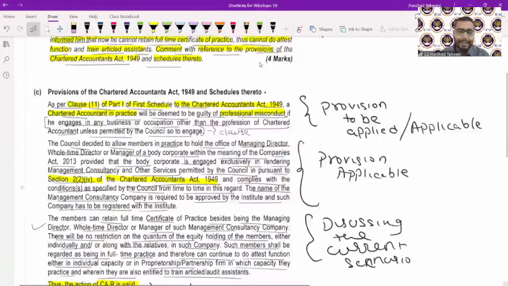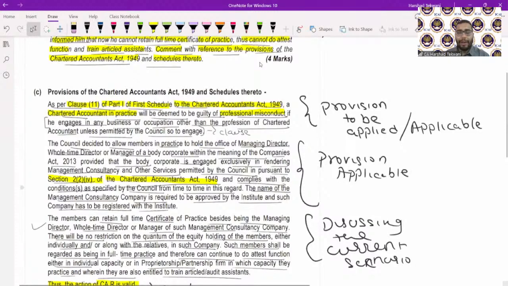Now, why I'm discussing an answer reason, because at times it becomes difficult for students to write an answer. They know the provision, but they are confused about how to write an answer. This is how you need to write an answer. You need to provide a flow so that the reader is also able to understand what the writer is providing as information.